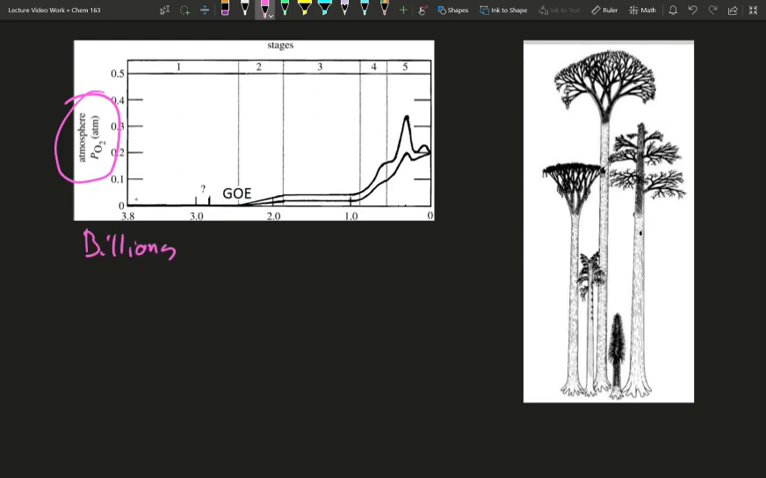Life began, we estimate, around 3.8 billion years ago. Some new evidence says it might be a little further out, but this is where we have some good hard evidence for. For about the first 1.3 billion years, there was almost no atmospheric oxygen.